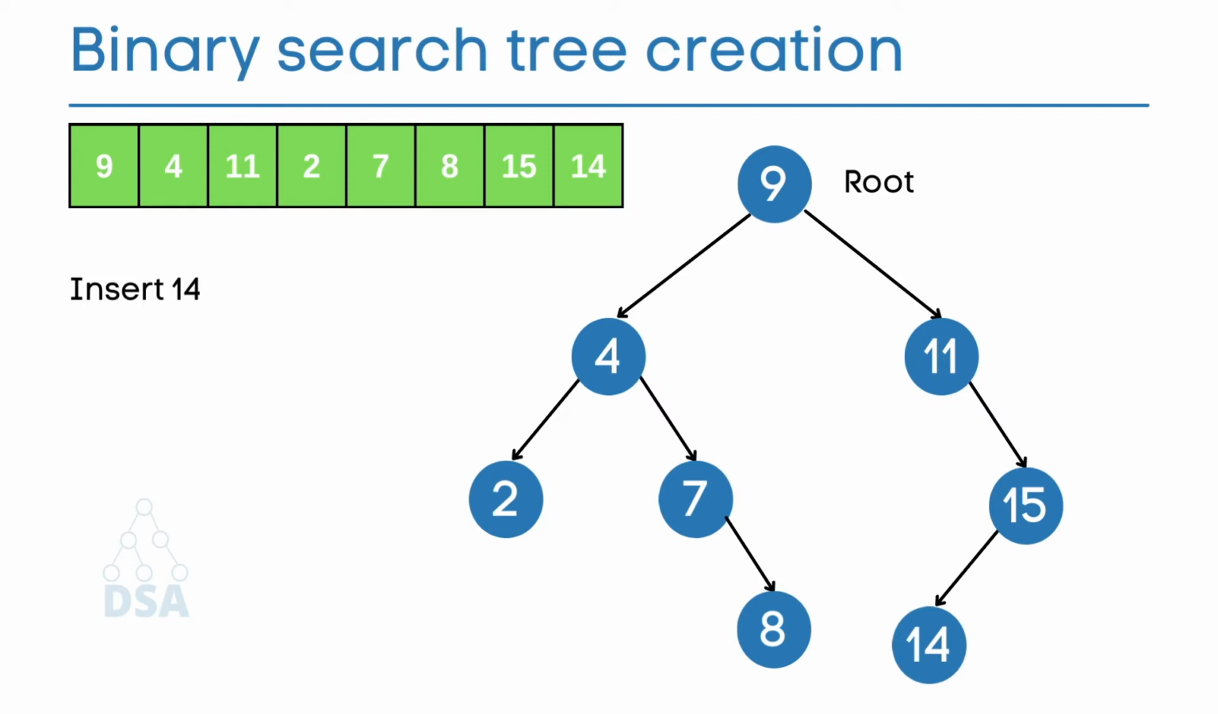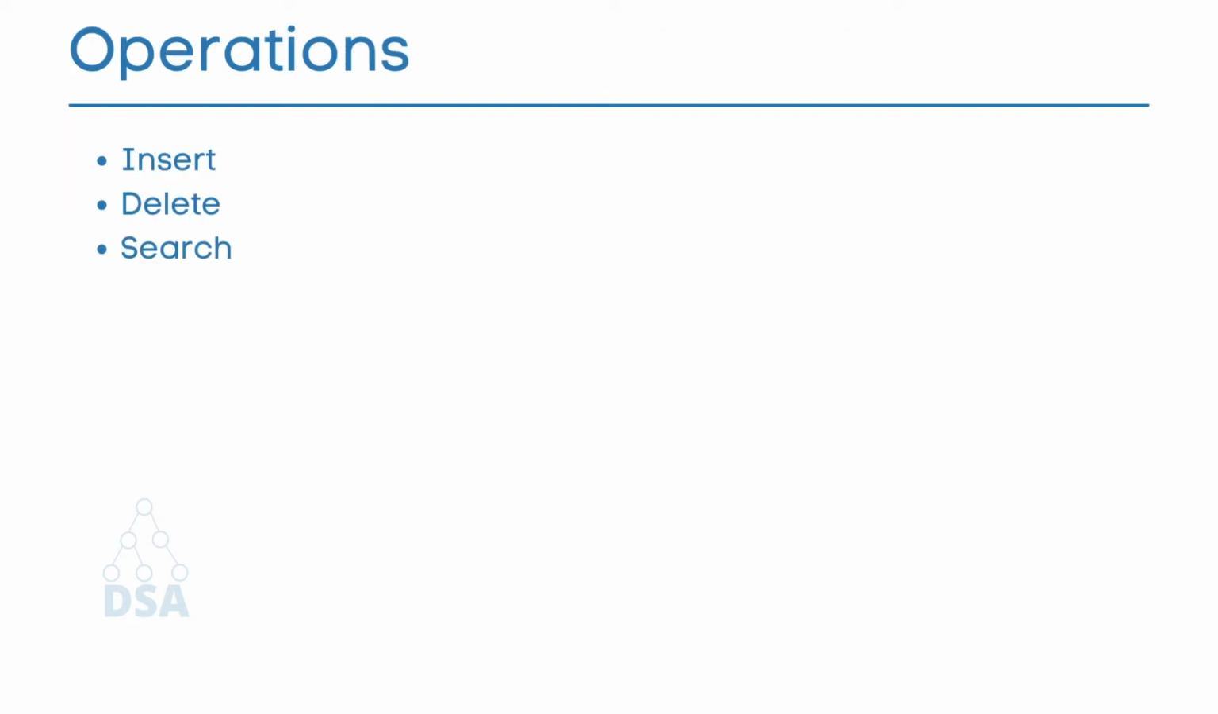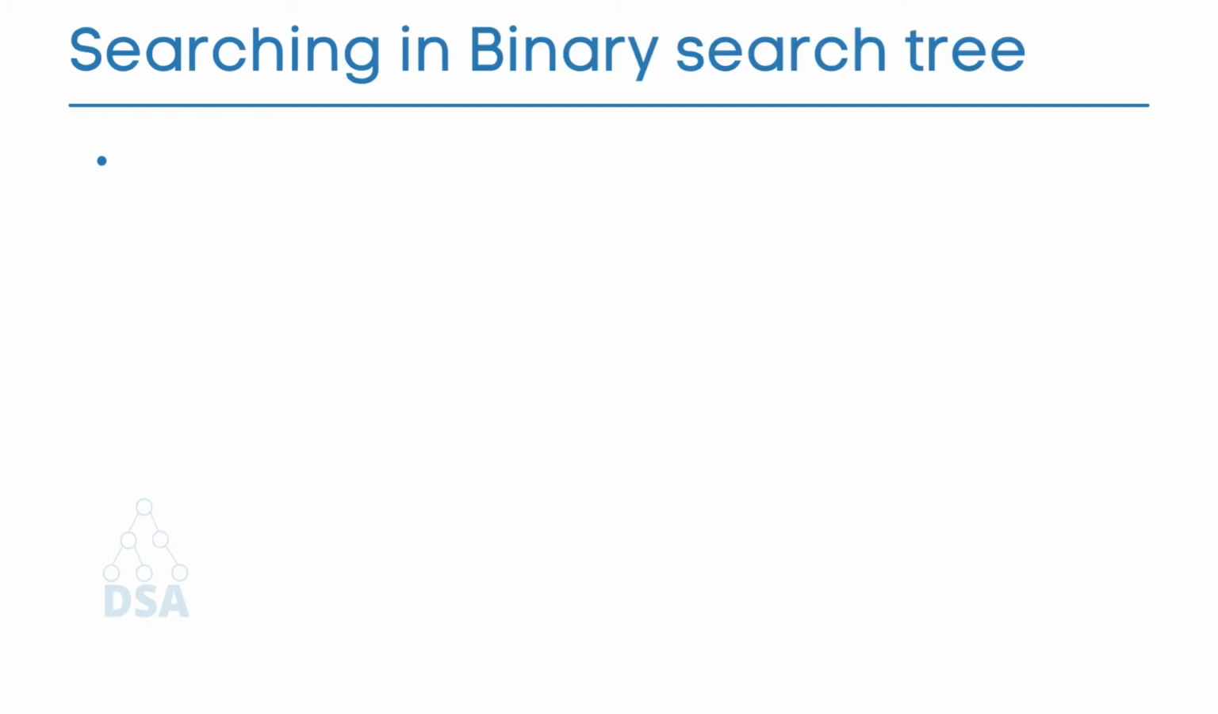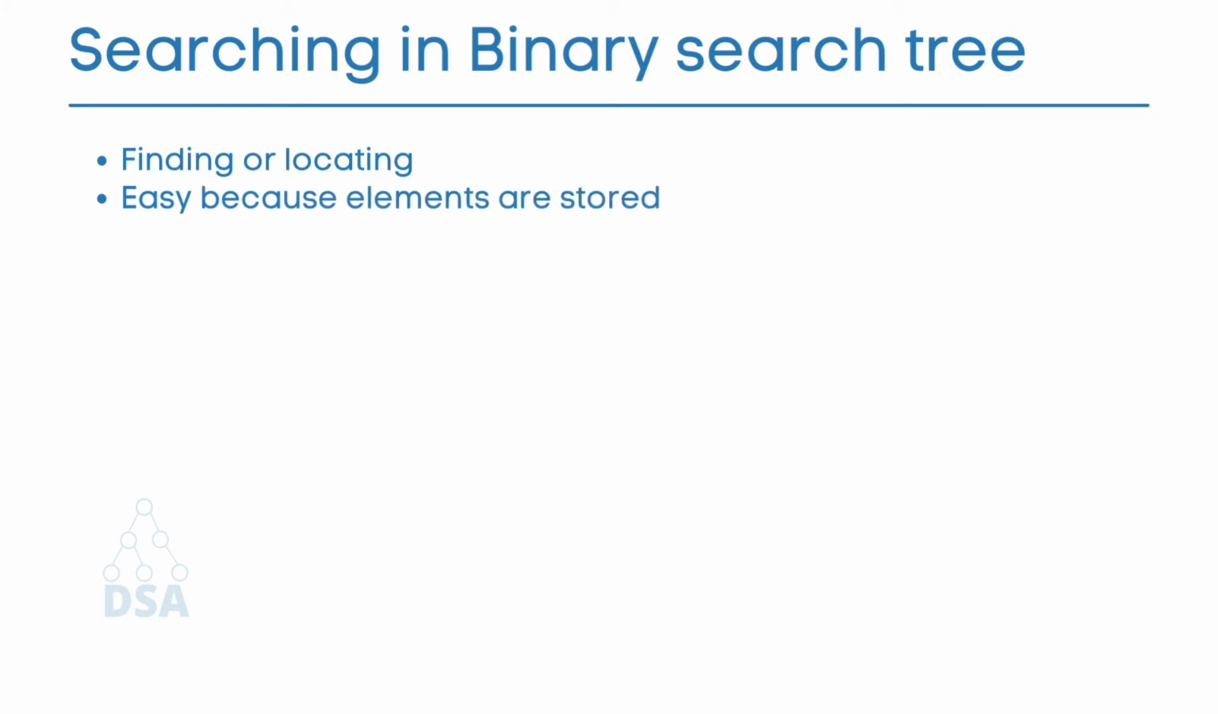We will see the operations that can be performed on the binary search tree. We can perform insertion, deletion and search operations on a binary search tree. We saw till now how to insert the elements in the tree. Next we will see searching. Finding or locating a specific element or node in a data structure is called searching. Searching a node in a binary search tree is easy because elements are stored in a specific manner.